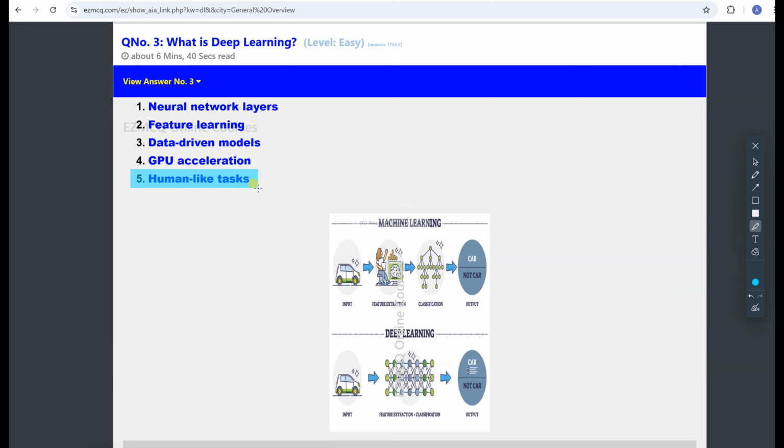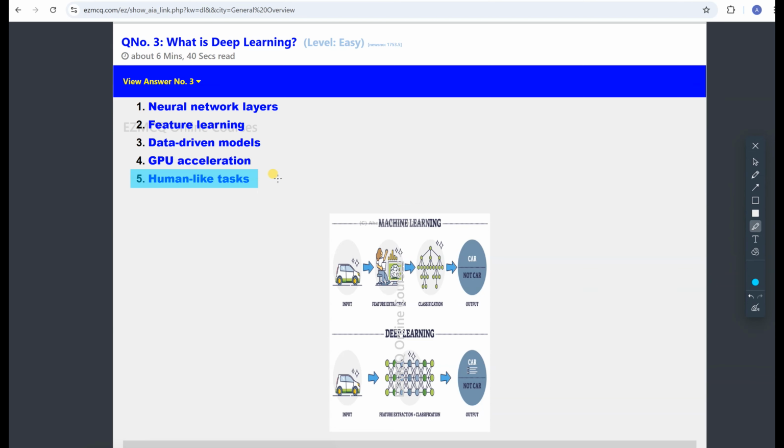And finally, the human-like tasks. Deep learning excels at tasks traditionally requiring human intelligence, such as image classification, natural language understanding, language translation, speech recognition, and the ability to learn from data. Okay, and of course that can match many complex human tasks, which we'll discuss in this course.